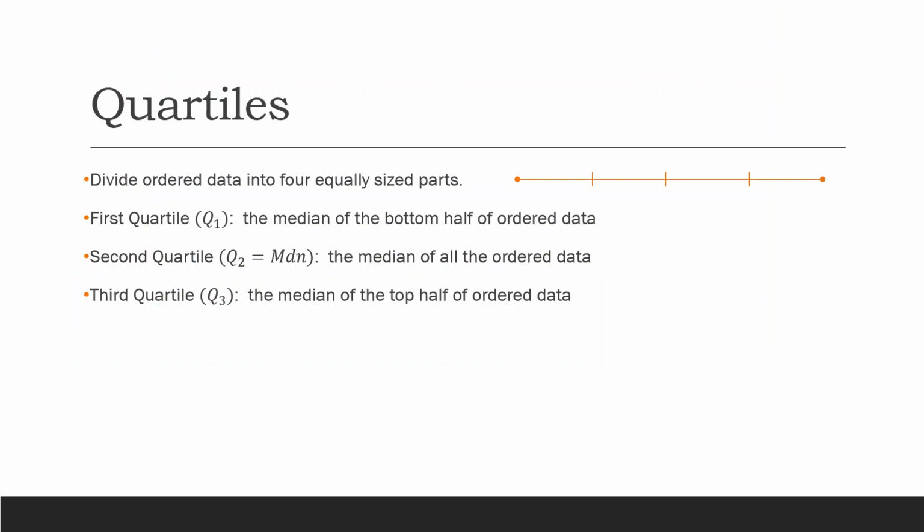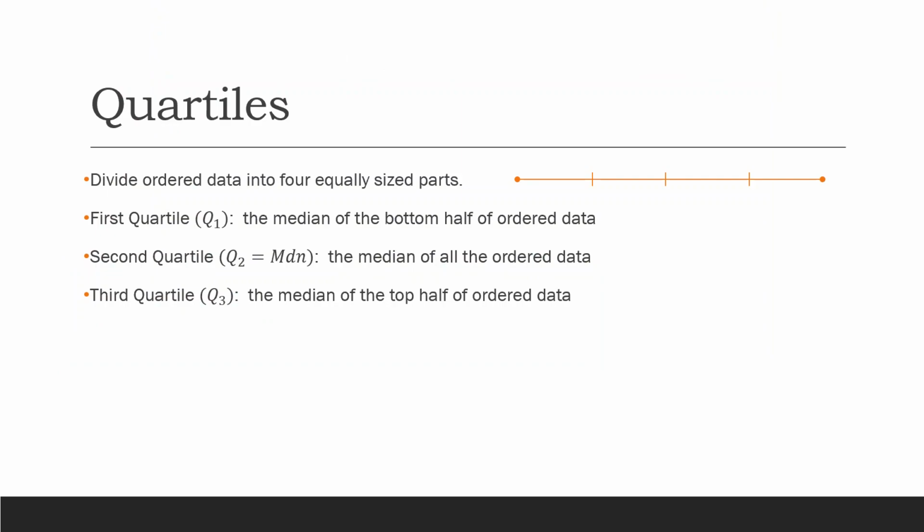And the way I like to think of this is that if I can have all of my data represented as a number line, all I'm doing is finding the three numbers that separate the bottom 25% from the next 25%, and so on and so forth, right? And these are our quartiles. There are three of them.